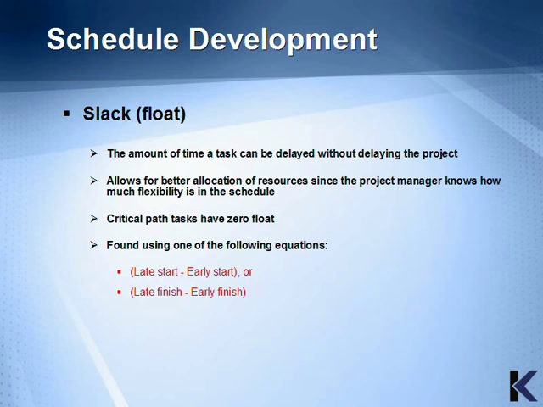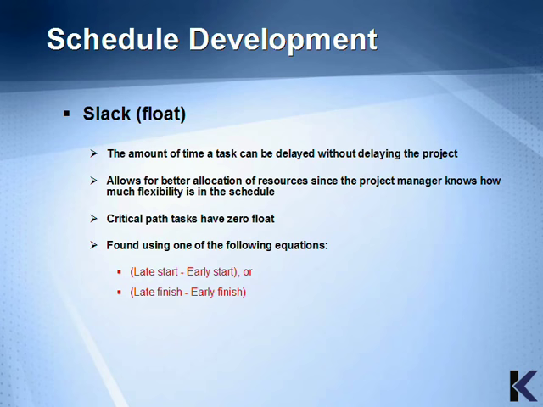In this section, I'll review the last of the tools and techniques for the schedule development activity. The first one is slack or float. You should be familiar with slack, which is the amount of time a task can be delayed without delaying the project. It allows for better allocation of resources, since the project manager knows how much flexibility is in the schedule. Critical path tasks have zero float.